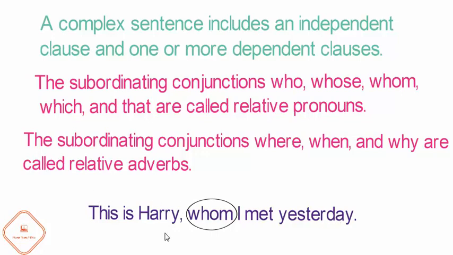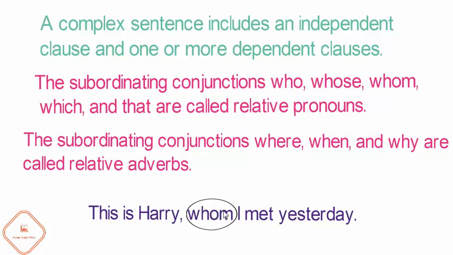So, we have two distinct clauses. We have the independent clause, this is Harry, and this is an independent clause because it can be a sentence by itself. If we replace this comma with a period, it becomes: this is Harry, and that's enough. That's a sentence. But can we say whom I met yesterday is a sentence? No. So whom I met yesterday is called a dependent clause because it needs something to complete it. An independent clause can be a sentence by itself. It doesn't need anything, but a dependent clause needs something to complete it.